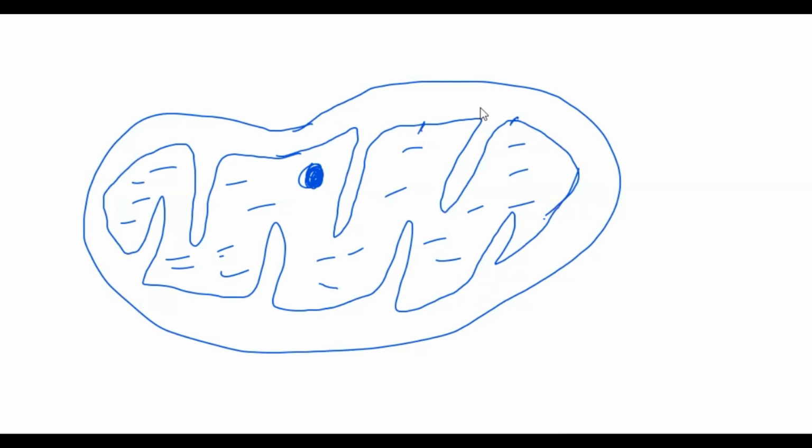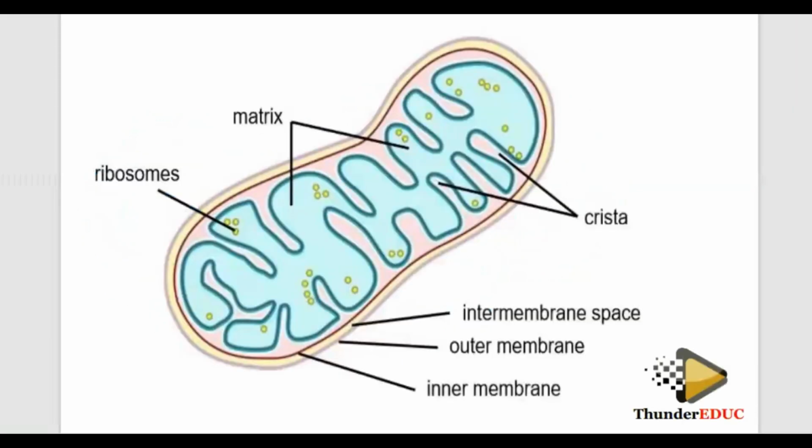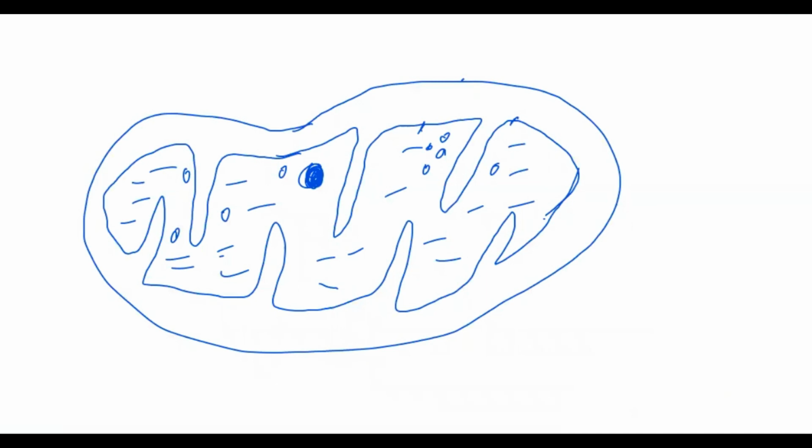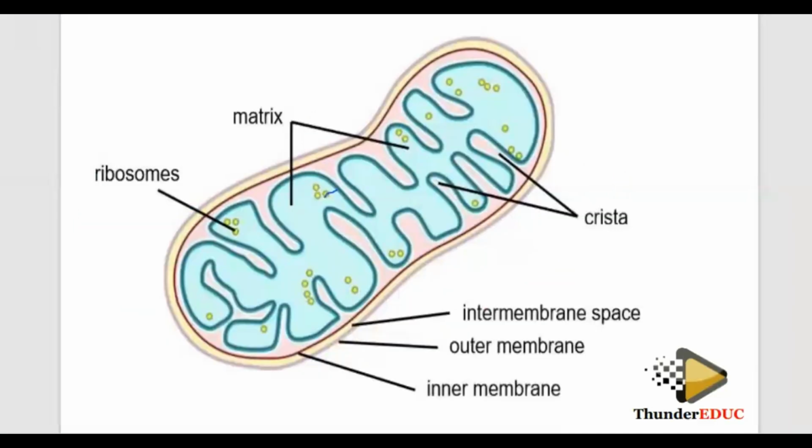It does not only stop there, because it is supposed to manufacture its own proteins. Therefore, it has some bit of ribosomes. Yes, that's why you see them here. These ones, we call them ribosomes. Then this membrane, we say that it has the outer membrane, which is smooth. It has the inner membrane, which is infolded. But in between these two membranes, there is a space. That space is called the intermembrane space.